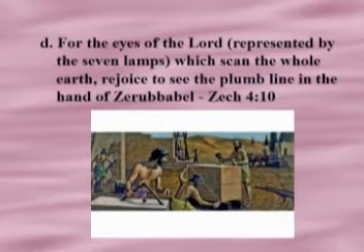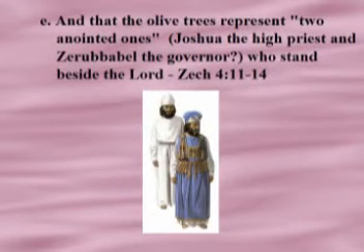d. For the eyes of the Lord, represented by the 7 lamps, which scan the whole earth, rejoice to see the plumb line in the hand of Zerubbabel, Zechariah 4:10. e. And that the olive trees represent 2 anointed ones, Joshua the high priest and Zerubbabel the governor, who stand beside the Lord, Zechariah 4:11 through 14.